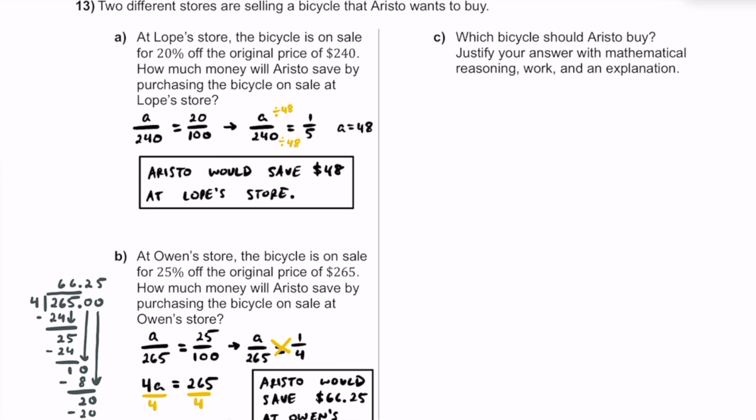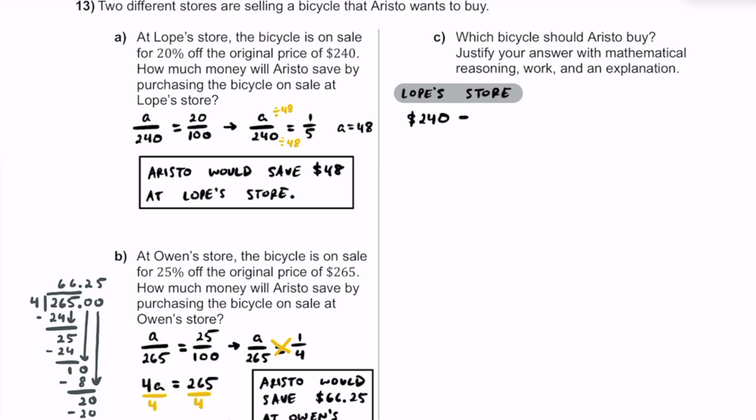All right, so we know what the savings would be at each of these stores. Let's go ahead and see for part C. It says, which bicycle should Aristo buy? It says, go ahead and justify your answer with mathematical reasoning, work, and an explanation. All right, so first of all, at Lope's store, we know the original bike cost is going to be $240.